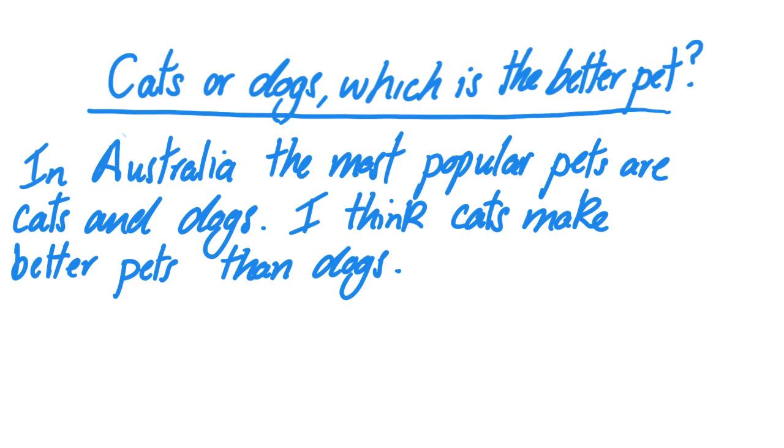And then, as you can see, we've got the opinion of the author, which is me. I think cats make better pets than dogs. And that's our introduction all done. So it's time for us now to start writing our first paragraph. And it's a really good idea to help your reader and know where they are by using connectives.